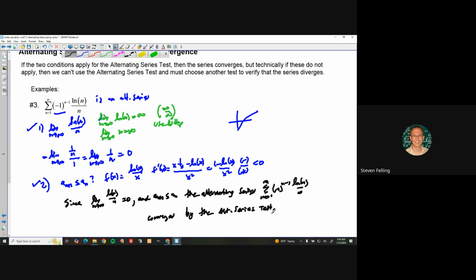Okay, so that's how the alternating series test works. One thing to know is that it can only be used to show convergence. So if it doesn't work, if either of these two don't apply, you have to use another test, but typically that's the nth term test because it fails because of the first one.